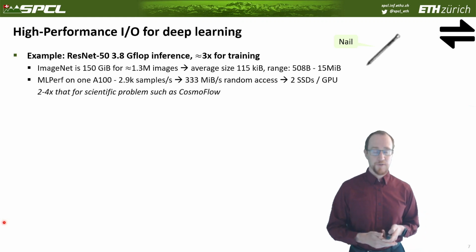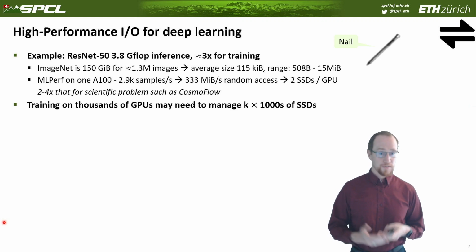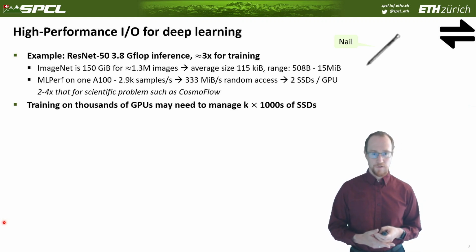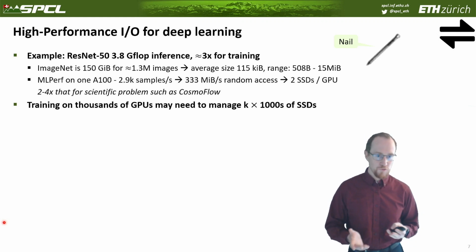So ImageNet is just kind of the default benchmark. If you now train on thousands of GPUs, as was actually done in the paper ImageNet in under a minute, then we would need K times thousands of SSDs, K being somewhere between 2 and 4. So 2 to 4,000 SSDs.